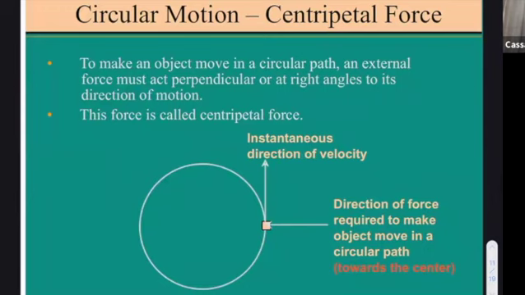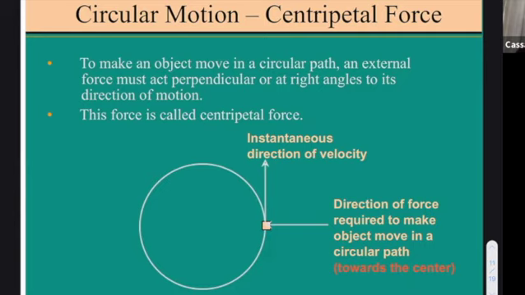So we just talked about acceleration, velocity, and radius, and we mentioned mass at the beginning. So we knew that force was going to come along somewhere. To make an object move in a circular path, an external force must act perpendicular, or at right angles, to the direction of motion. This force is called centripetal force.